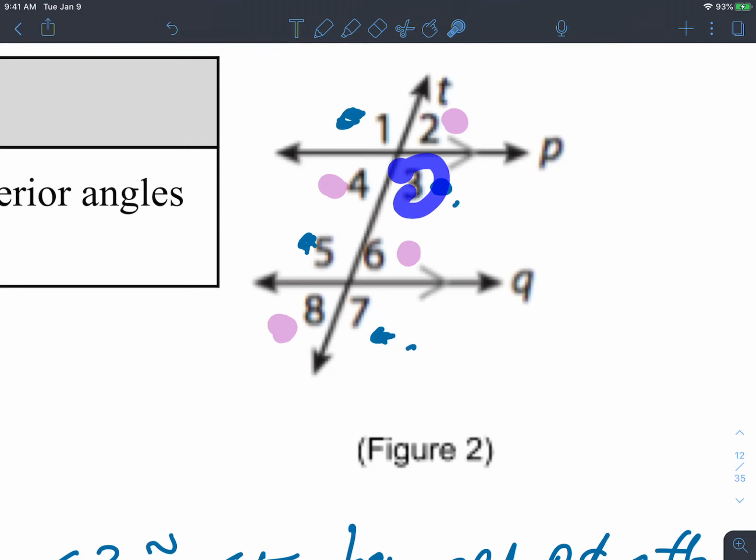So we know that 3 and 6, which is co-interior angles, has to be supplementary. That also means that same side exterior angle has to be supplementary. And alternate exterior like this has to be congruent. Just by making this little picture, you could sort of remember all the theorems and which is supplementary and which is congruent.